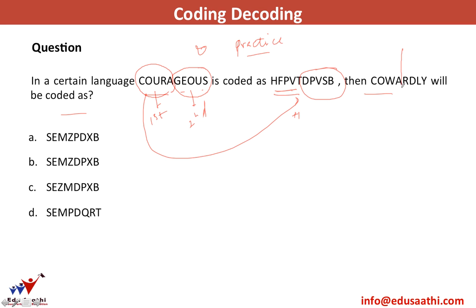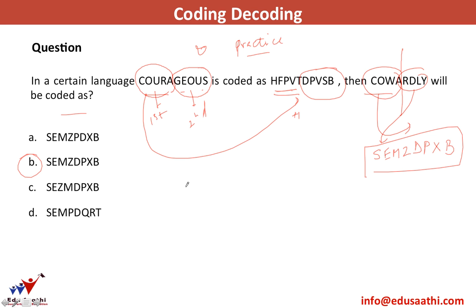So I divide this word into two parts. So this COWA will move to the second part. So the second part would be coded as C plus 1 D, O plus 1 P, W plus 1 X, and A plus 1 B. Then this first part will be coded in front here. R will be replaced by S, D will be replaced by E, L will be replaced by M, and Y will be replaced by Z. So what is the code here? SEMZDPXB. So this is the right option here.